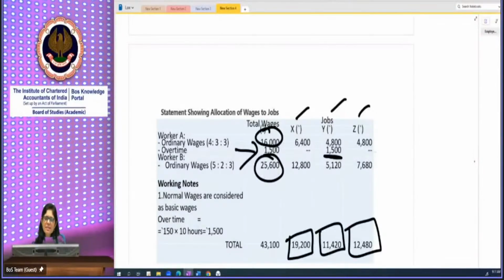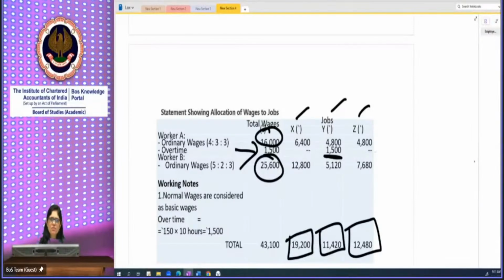But in a normal scenario, every overtime will not go to the costing profit or loss account. Clear? It will generally go to the factory overhead of a particular department, not to the costing profit or loss account. So every overtime will not go to costing profit or loss account.